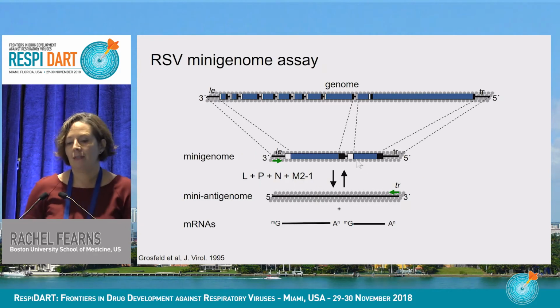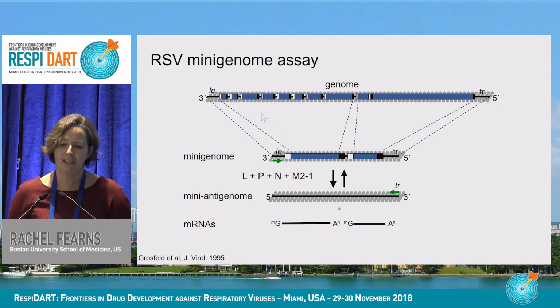So the mini-genome assay was developed about 2 decades ago by Peter Collins's group, and it's illustrated here. This is a little different from the HCV replicon. It's a transient expression system. Basically, we have the RSV genome from which the viral genes have been removed and replaced with reporter genes, but maintaining the cis-acting elements that enable transcription and replication to occur, so the ends of the genome and the gene junction.